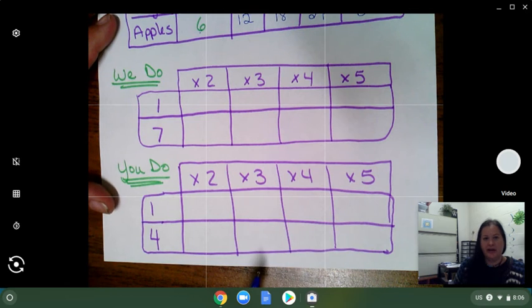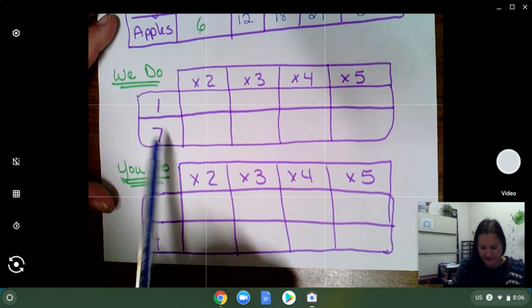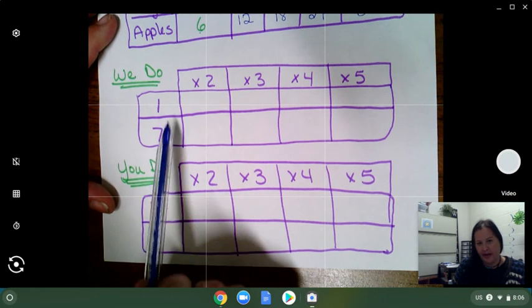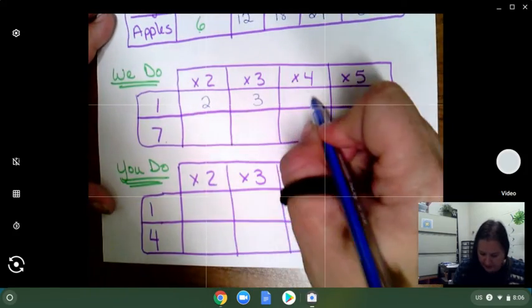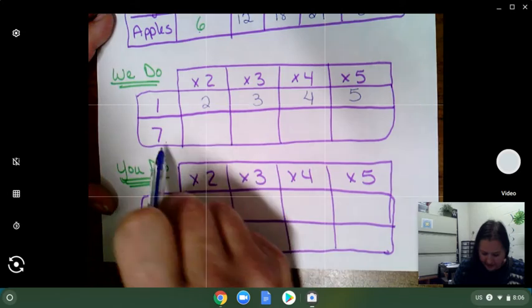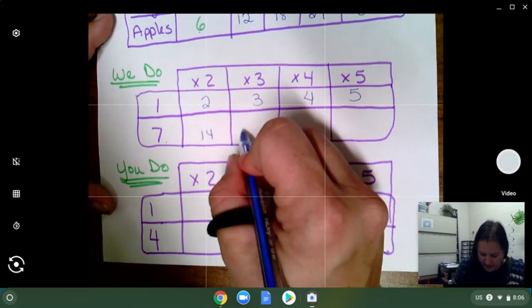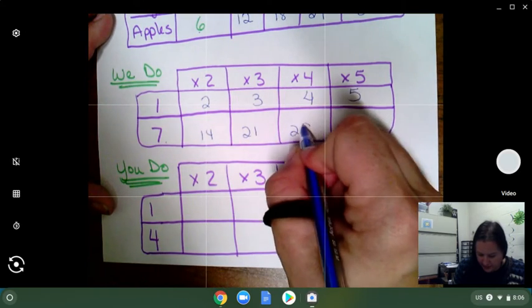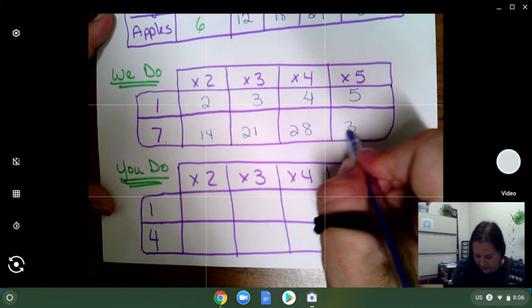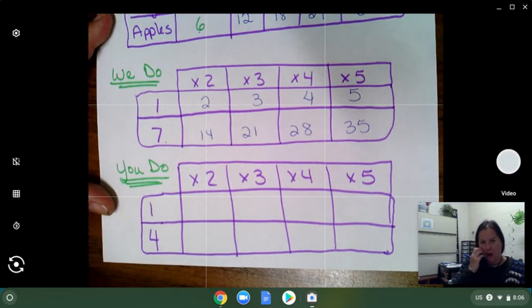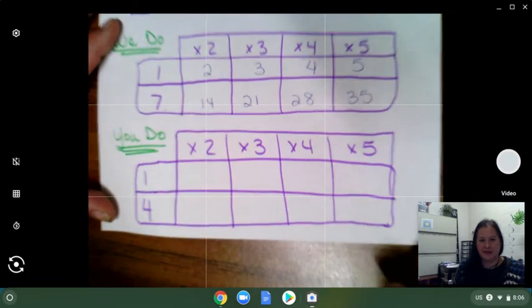All right, let's try that with these numbers, pretending that we have 7 apples per bag. So here we would multiply by 2, then 3, then 4, then 5. 7 times 2 is 14, 7 times 3 is 21, 7 times 4 is 28, and 7 times 5 is 35.